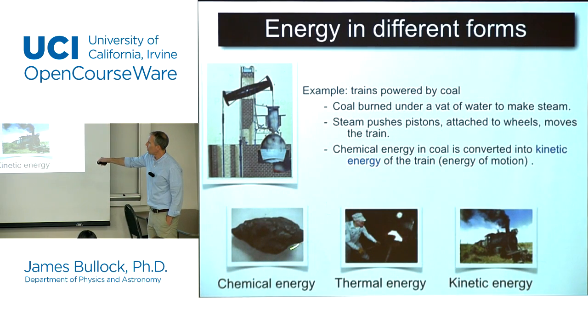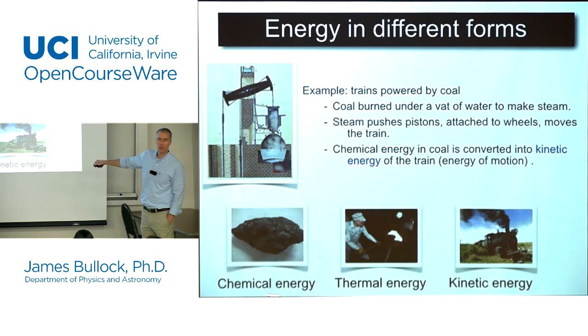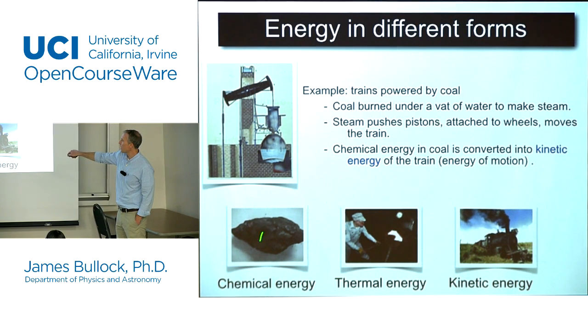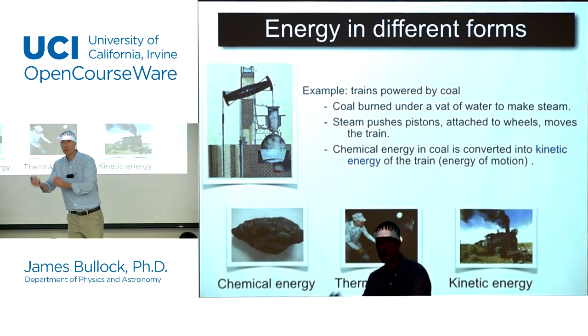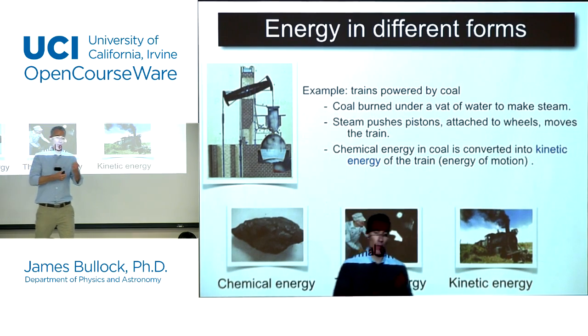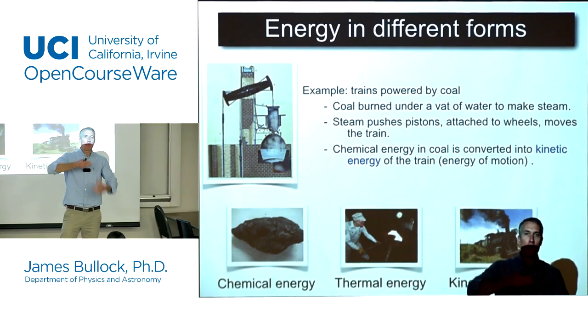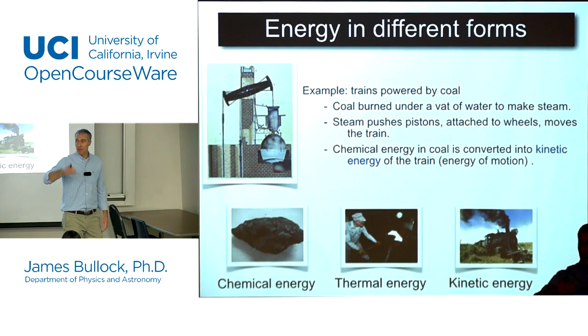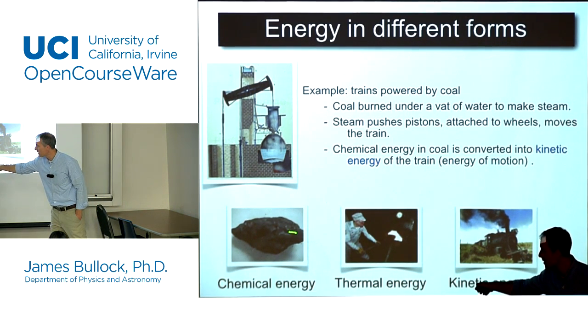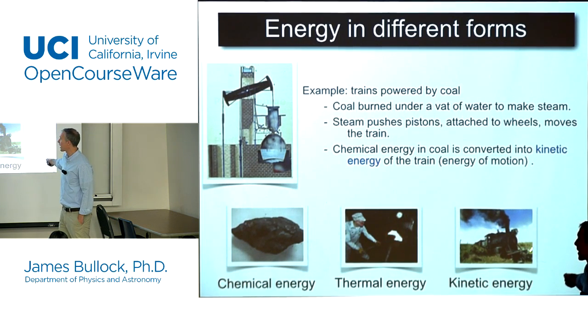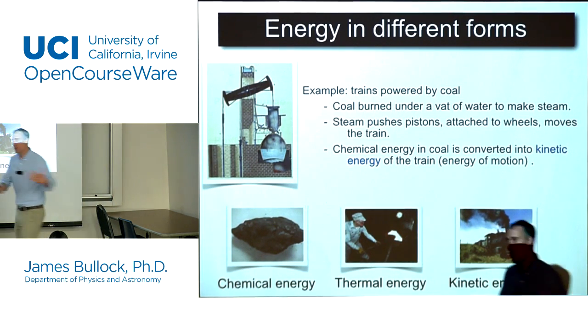So for example, coal has locked up chemical energy, this whole fossil fuel that I was talking about. But if you take that coal and you burn it, say under a vat of water to make steam, that creates thermal energy. That thermal energy is moved into the motions of the water molecules that eventually evaporate. They move up, they might turn a turbine, or say they might turn a piston. That piston allows a train to move. And so when you power a coal-powered train, what you're doing is taking the chemical energy locked in that coal and turning it into the kinetic energy of that train, the energy of motion that keeps that train going.